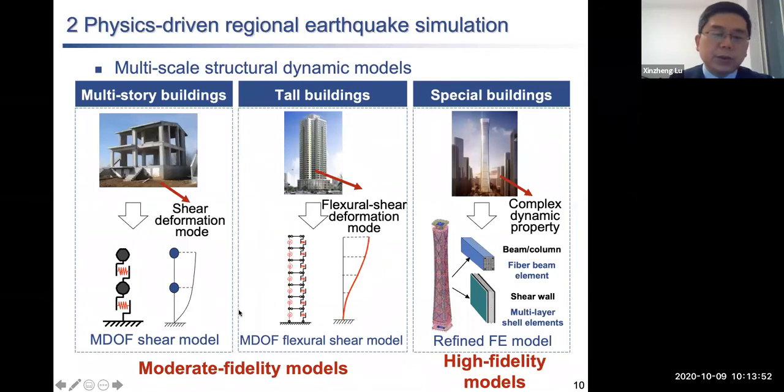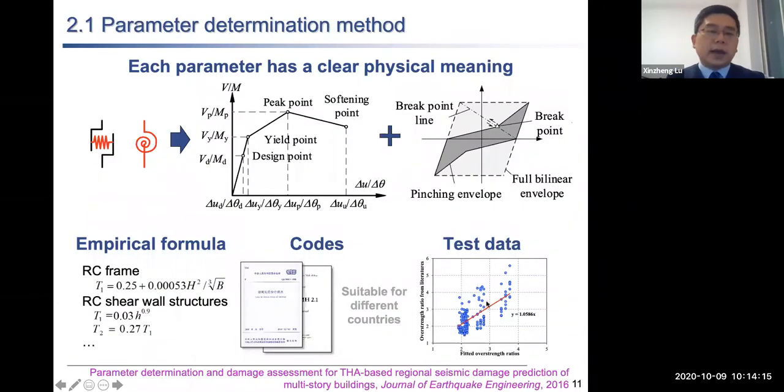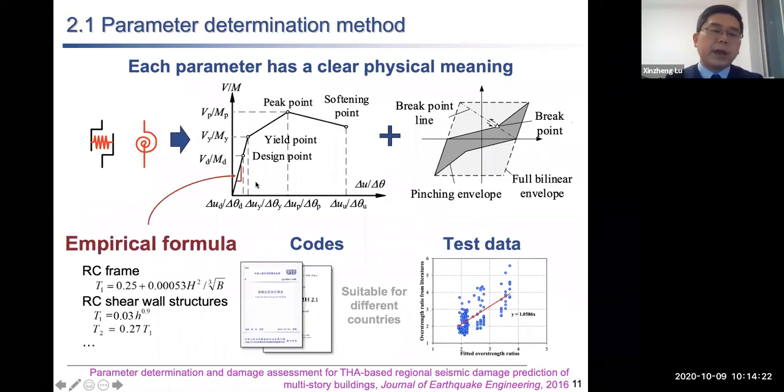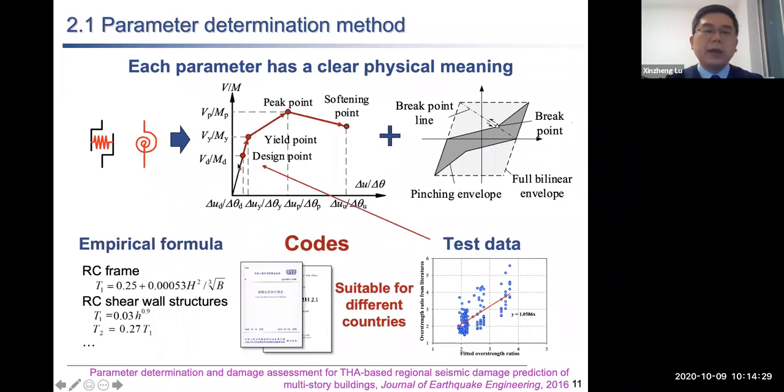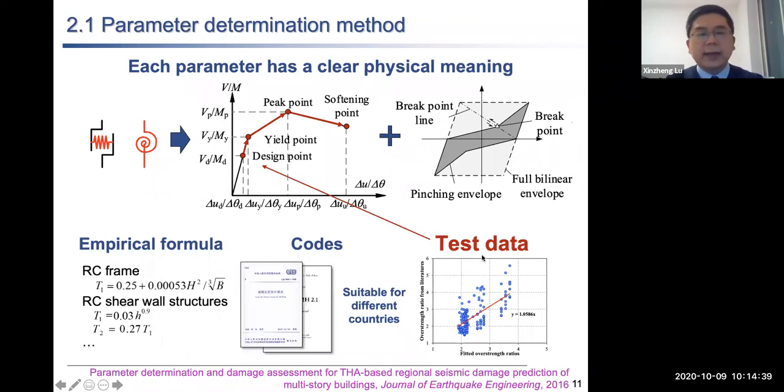So we proposed two different levels of fidelity of models for buildings. For conventional buildings like multi-story buildings or tall buildings, we can use the multi-degree-of-freedom shear model or MDOF flexure-shear model. And for some very special buildings, we can use the refined finite element model to build high-fidelity models. And we need to know the interstory behavior of these MDOF models. So we can combine empirical formulas for the vibration period. We can know the design strength from the code, and we can know the overstrength factors and the deformation or ductility of these different structures from sufficient test data.